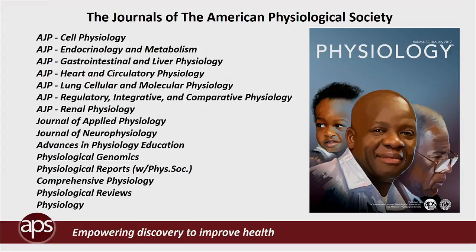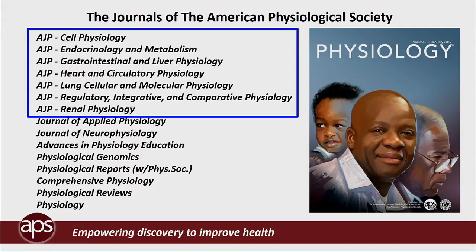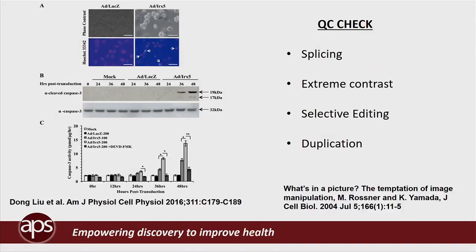The American Physiological Society publishes 15 journals. What I'm going to speak on today will focus on the 7 AJP titles. These are primary research journals, and they combined publish about 1,500 to 2,000 articles each year. And many of our authors utilize photographs to represent their data. These photographs often are images of cells, tissues, organs. They often show expression of DNA, RNA, and protein in the forms of blots and gels.